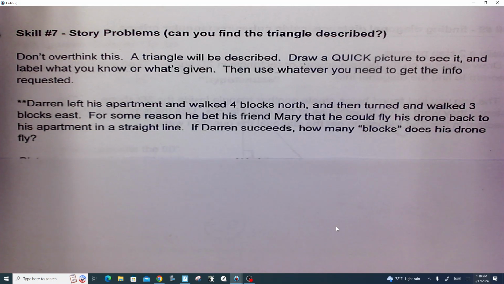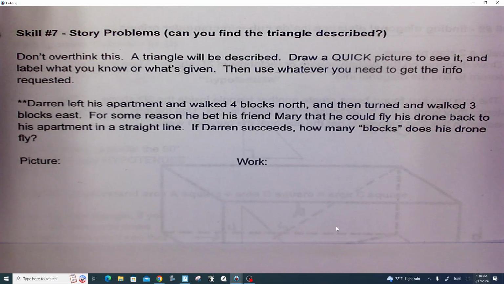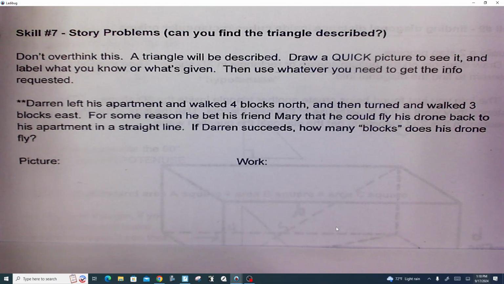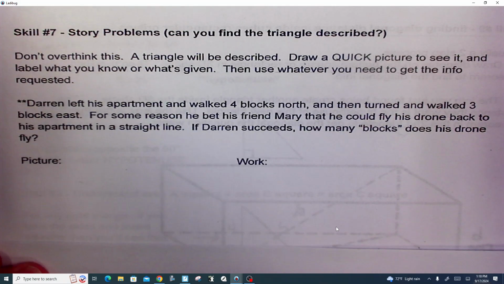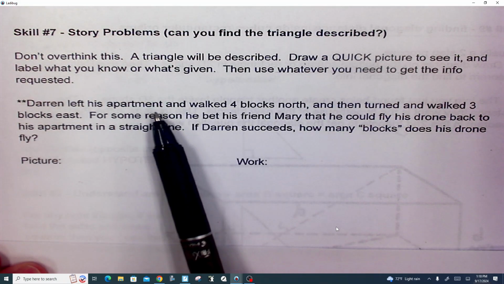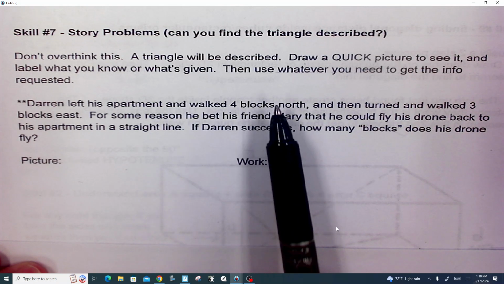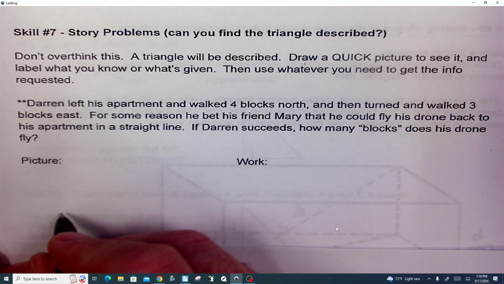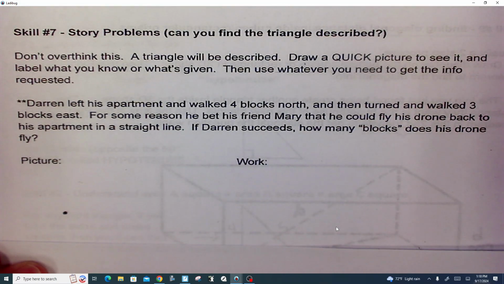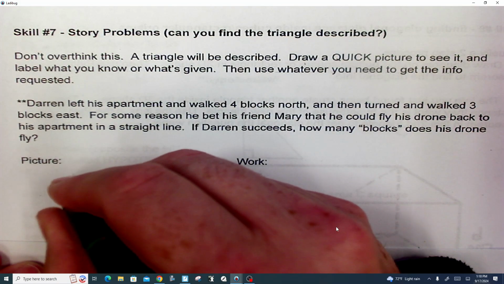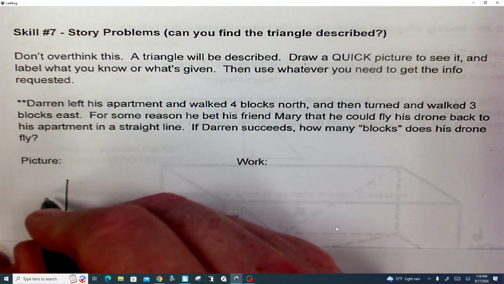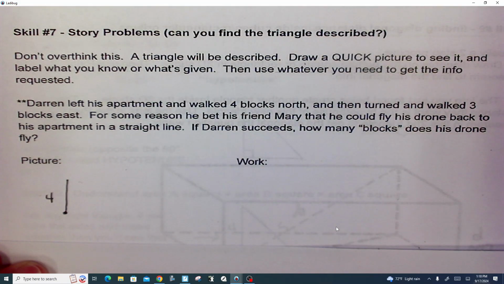Now, let's read this together. Notice that I have a spot here for the picture, and I have a spot here for the work, right? Darren left his apartment and walked 4 blocks north. You know what I'm going to do? I'm just going to put a dot right here. This is Darren. Now, if he walks 4 blocks north, how can we quickly do it on a picture? We're not in art class. Go 4 blocks north, so let's have it go this way, and just put a 4 next to it.